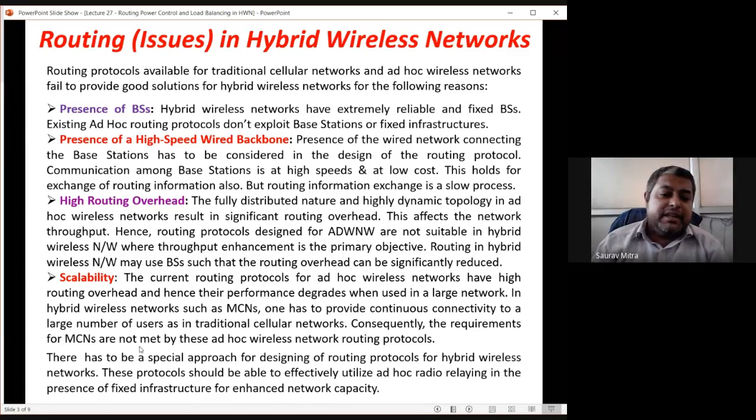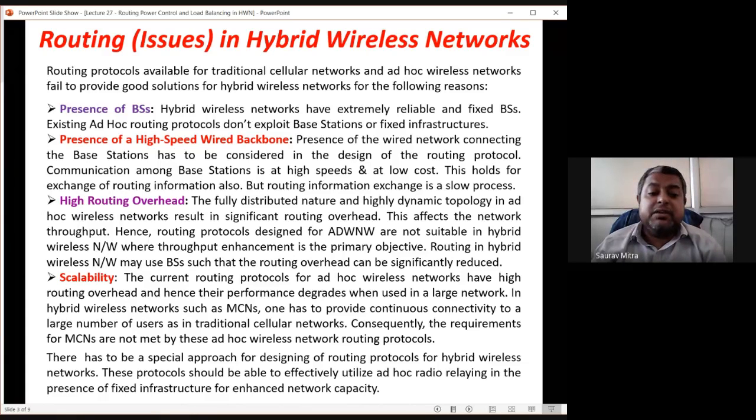Lastly, there is a conclusion that there has to be a special approach for designing routing protocols for hybrid wireless networks. This protocol should be able to effectively utilize ad hoc radio, that is ad hoc communication, in the presence of fixed infrastructure or enhanced network capacity. So this is the basic understanding of a hybrid wireless network: it will use ad hoc communication as well as the good features of the base station. So it effectively utilizes the ad hoc radio and fixed infrastructure. Fixed infrastructure means the base station, because in an ad hoc network everything is not fixed, everything is mobile, movable, dynamic.